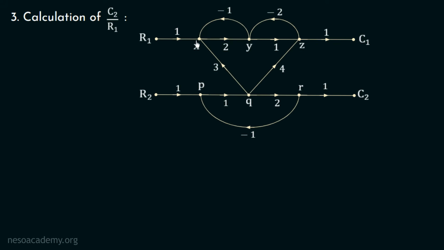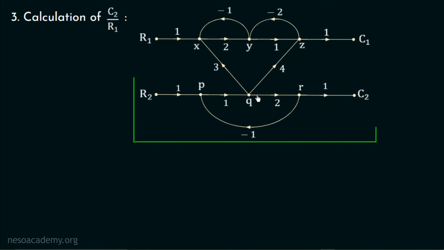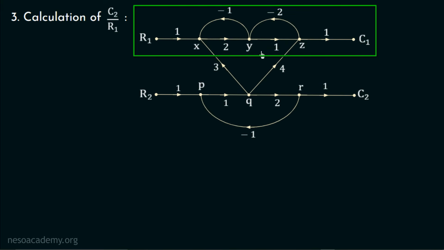Now observe this signal flow graph carefully and check for the forward path. We can see that this input R1 is in the upper portion of SFG and this output C2 is in the lower portion of SFG. And there are two branches which are connecting the upper portion and the lower portion. But we can see that the direction of this arrow is from Q to X. Similarly, the direction of this arrow is from Q to Z. So we can say that the signals in these two branches are moving from this lower portion of SFG to this upper portion of SFG.